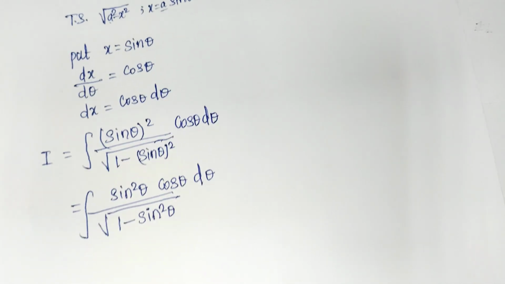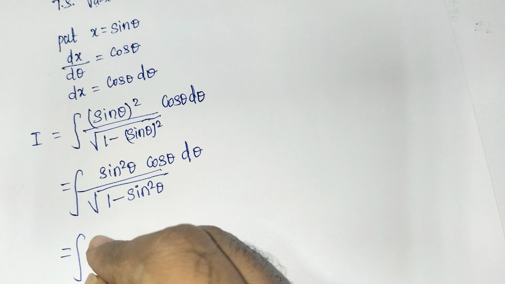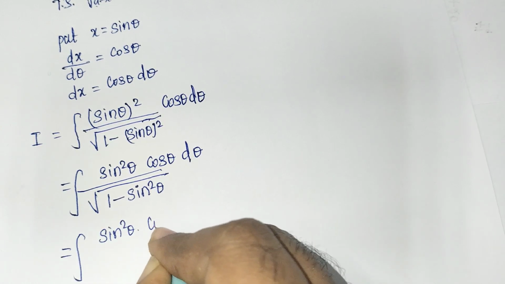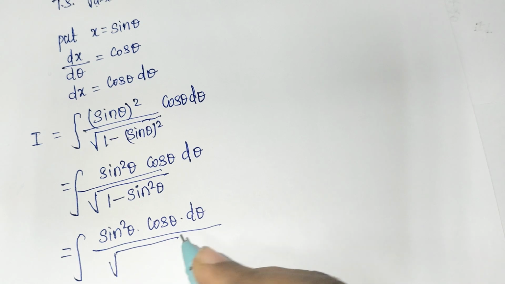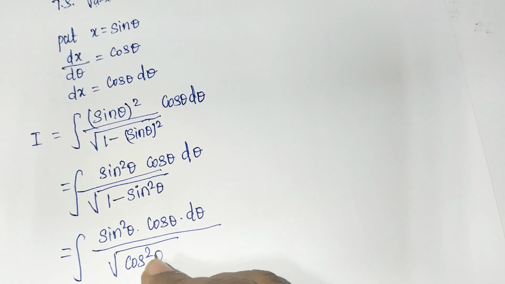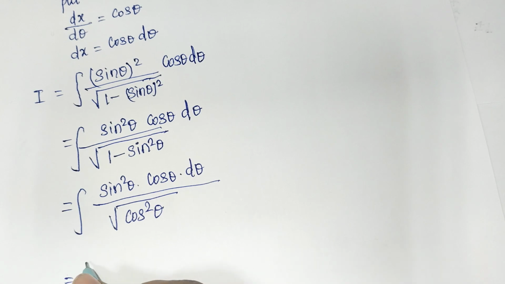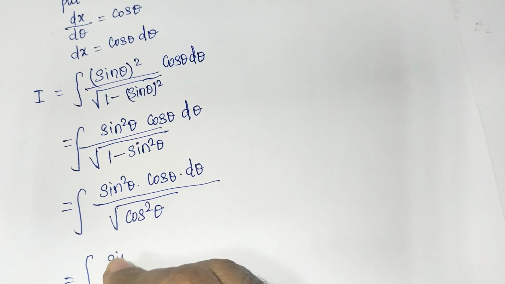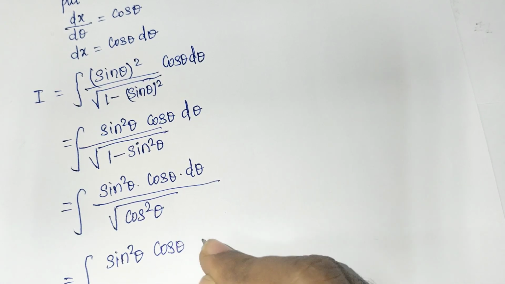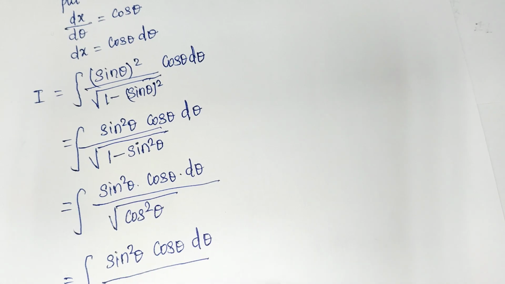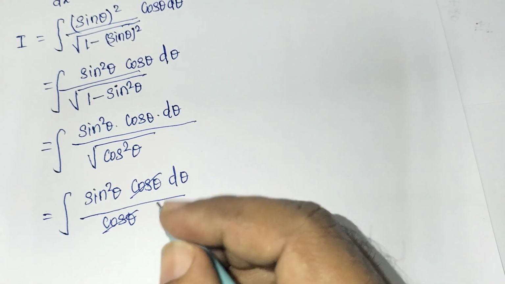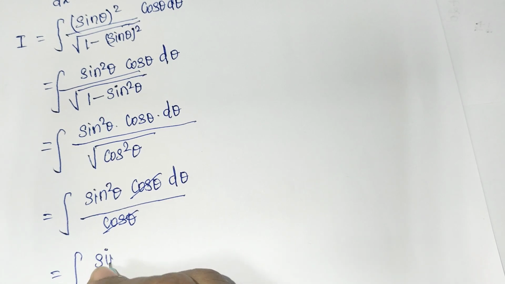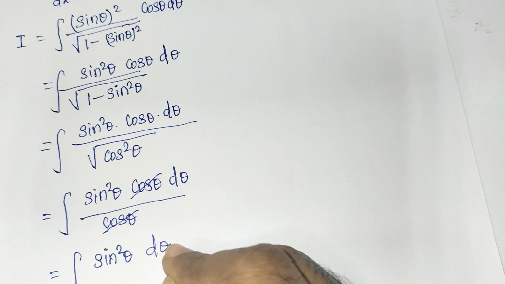Okay, so next I'll write the integral of sin square theta into cos theta into d theta divided by square root of 1 minus sin square theta. 1 minus sin square theta we can write as cos square theta. Then here I will write the integral of sin square theta into cos theta d theta divided by square root of cos square theta, we can write cos theta. Okay, now I cancel both cos theta. I'll get the integral of sin square theta into d theta, right?